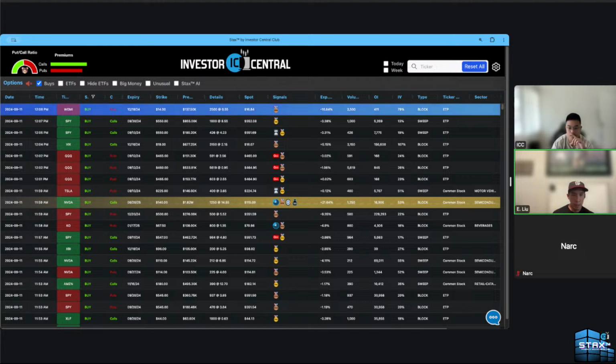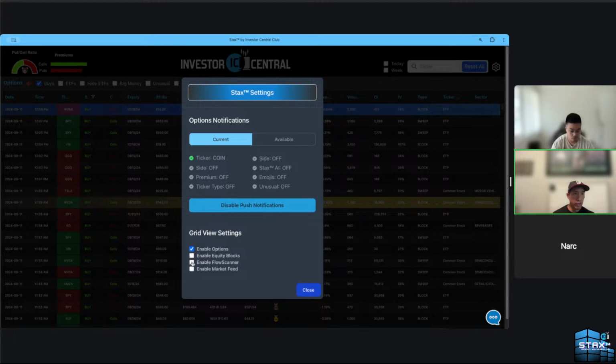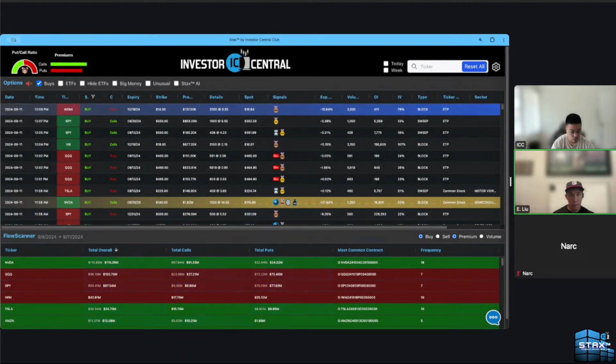And just again, with the way the software is being set up, we still have little things in development that will help us decipher all of this. For example, the flow scanner was something that we implemented not even two months ago now. It's still fairly new, but what it definitely allows us to do is get a better picture of what's going on within the marketplace.